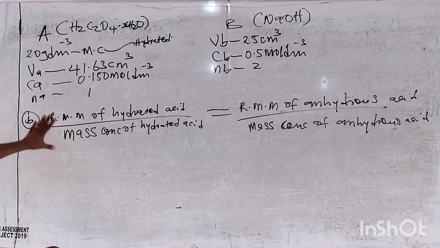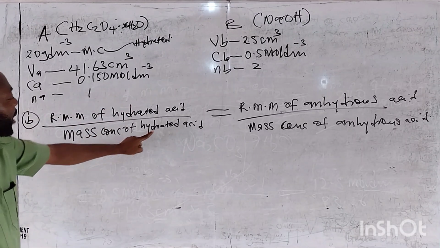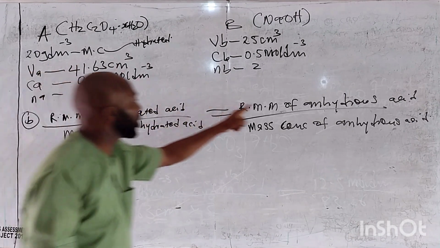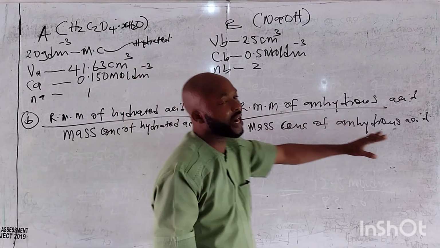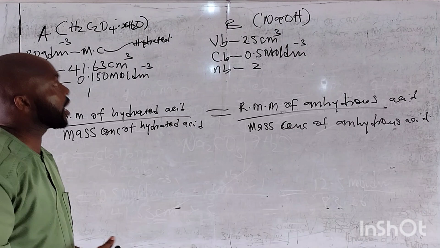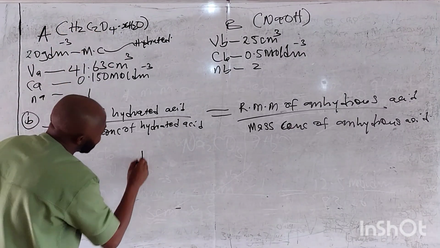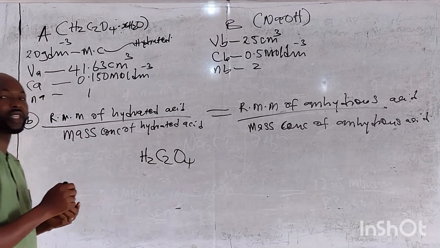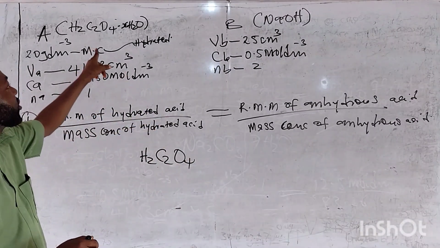So having seen from here, we can get our relative molecular mass here. Mass concentration of the hydrated acid is also given, 20 grams per dm cube. Now the relative molecular mass of the anhydrous, we can get that from here. What about the mass concentration of the anhydrous? Now we can't get that, so we have to find out. The anhydrous acid here is H2C2O4. This is anhydrous. It does not contain water.